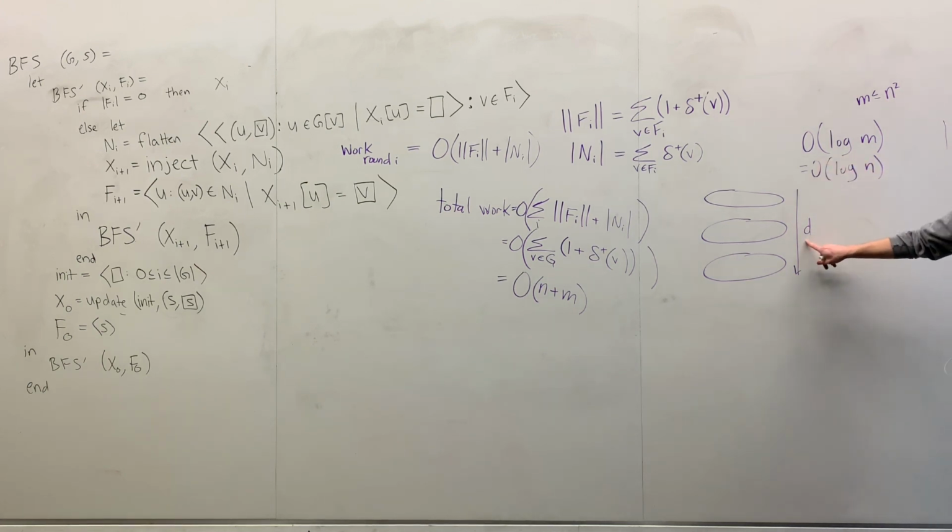And how many rounds do we have? We have d rounds. So the total span we can write as a summation over round number i of this log n, which is the span on round i. And this gets us asymptotically d log n for the span.